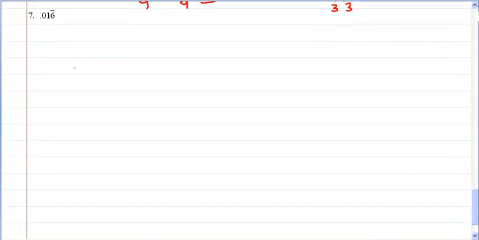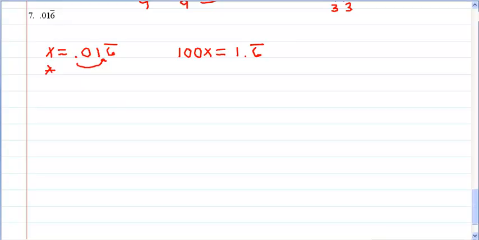And for the final question, very similar to number 6, we have 0.01 and then again just the 6 repeating. So I start by writing x equals 0.016 repeating. I want to move the decimal point over so that just the repeating part is to the right. So I'm going to multiply it by 100 because I want to move it over 2 places. So I have 100x equals 1.6 repeating. And then I subtract this equation.